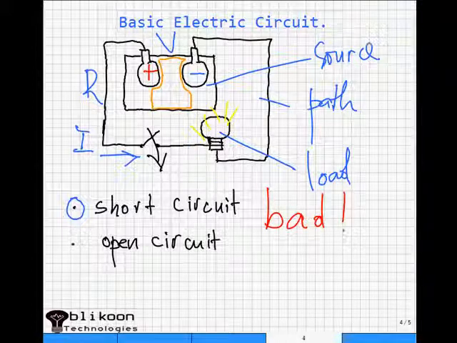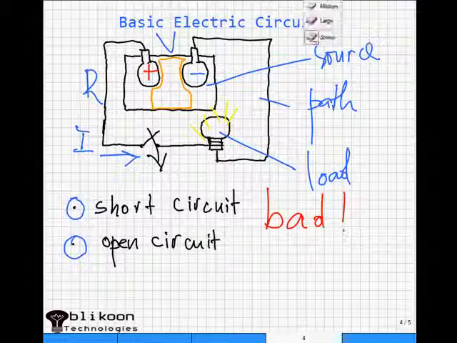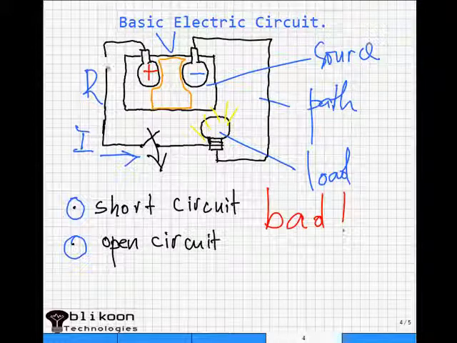Open circuit is when for some reason the circuit loop has been broken and there is no way for current. Because there is no current, the circuit simply does not work.